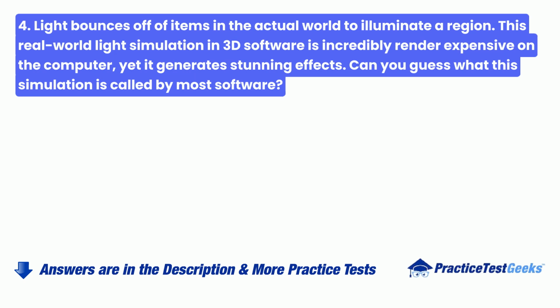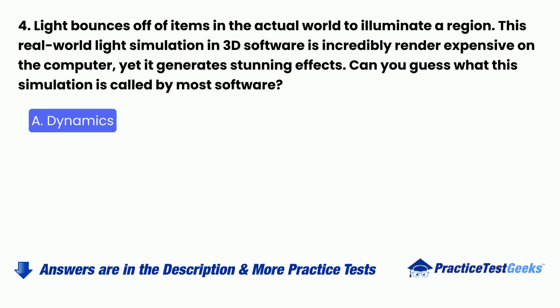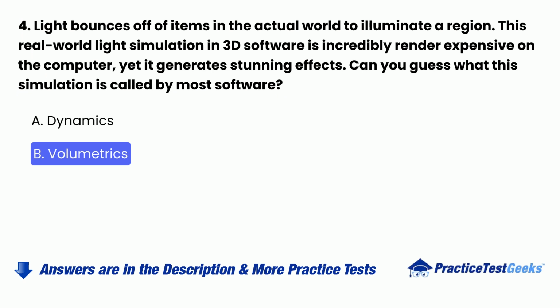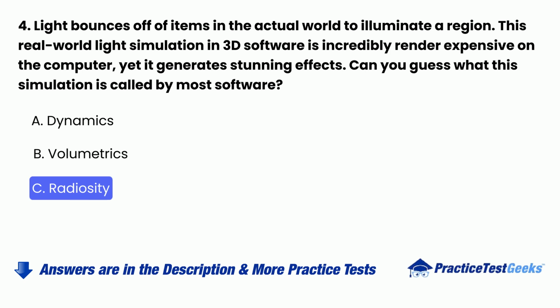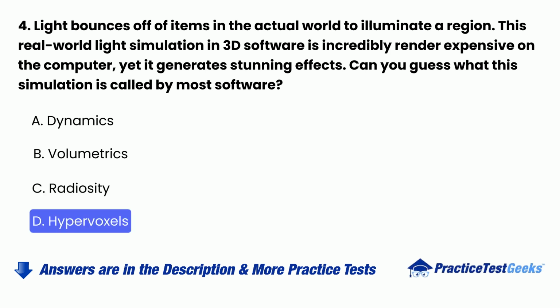Light bounces off of items in the actual world to illuminate a region. This real-world light simulation in 3D software is incredibly render-expensive on the computer, yet it generates stunning effects. Can you guess what this simulation is called by most software? A. Dynamics. B. Volumetrics. C. Radiosity. D. Hypervoxels.